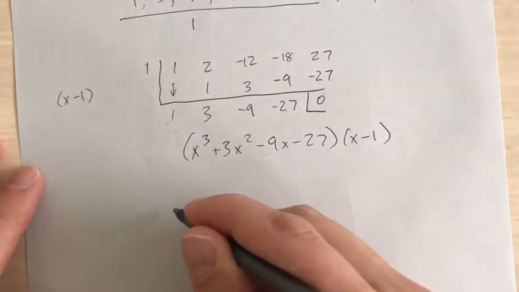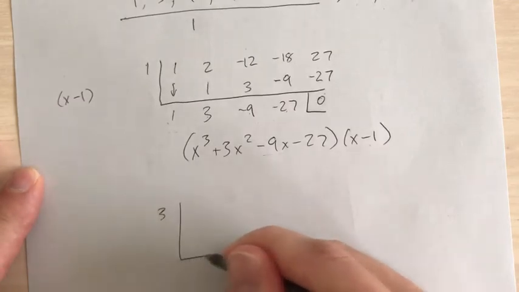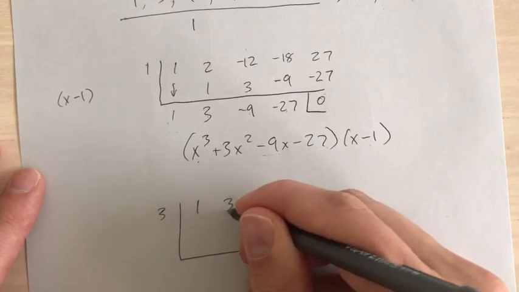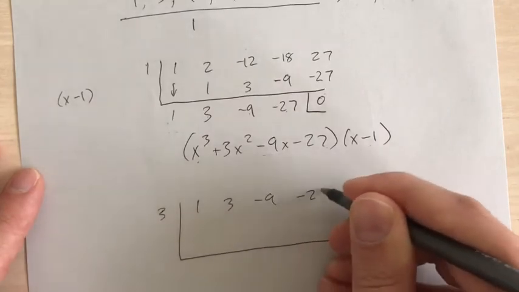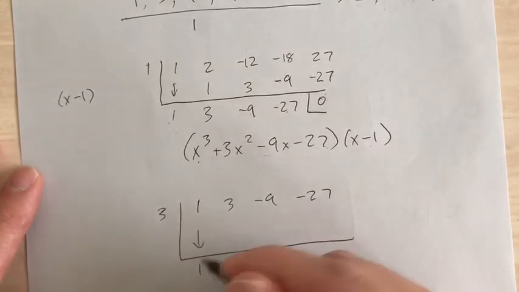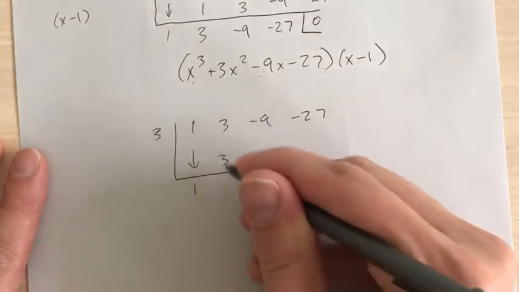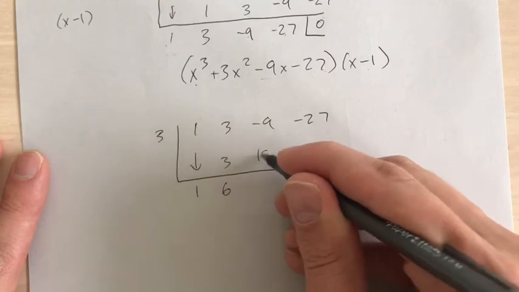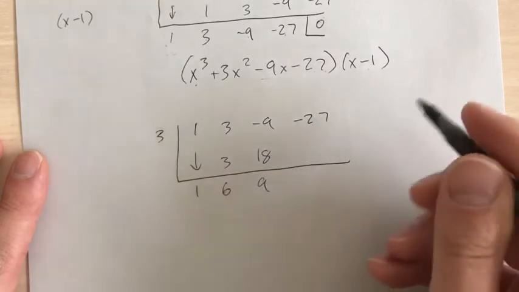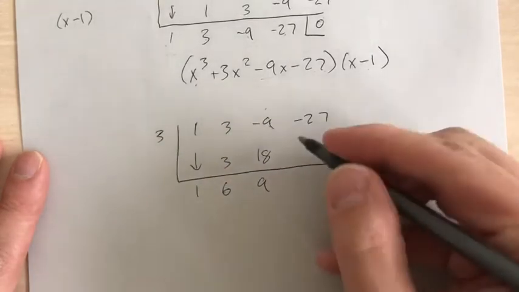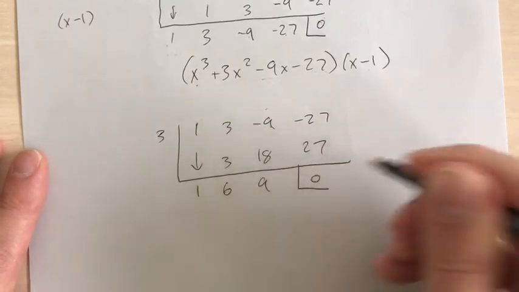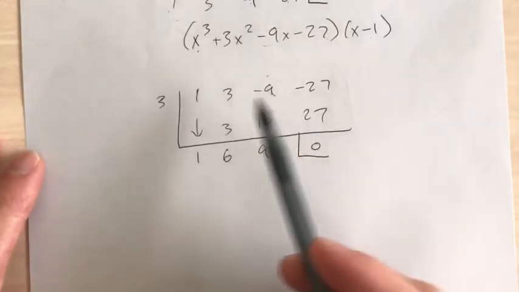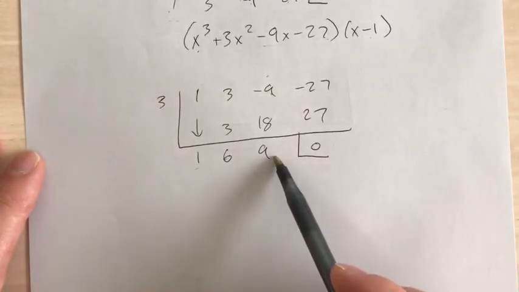So let's go 3. I'm gonna just worry about just this polynomial part of it now. So 1, 3, negative 9, and negative 27. So drop this down, get 1. 3 times 1 is 3. Add that together, get 6. 3 times 6 is 18. Negative 9 and 18 is 9. And then 3 times 9 is positive 27. And what do you know? I'm on fire right now. Lucky again. So I got, this is my polynomial here.